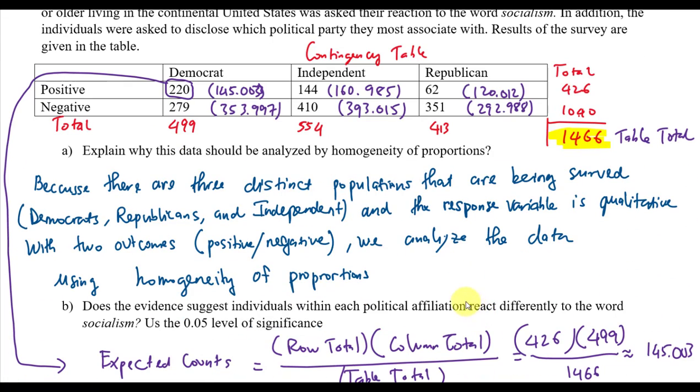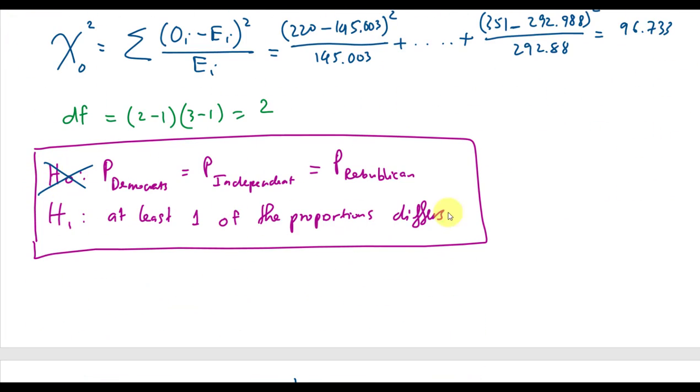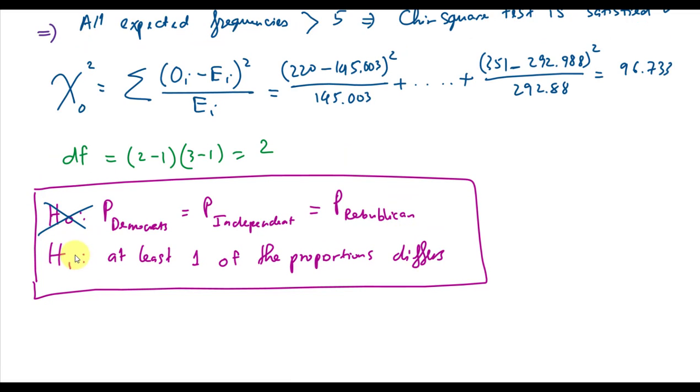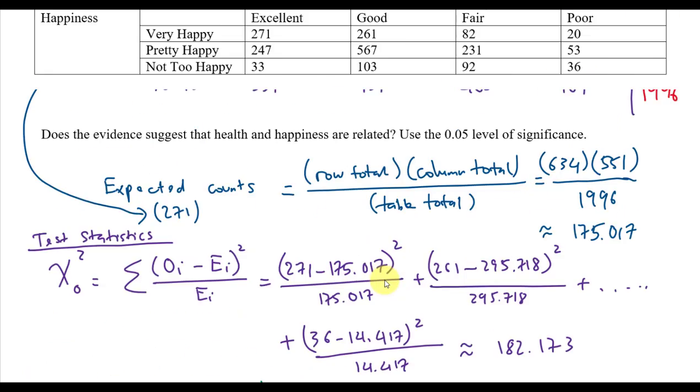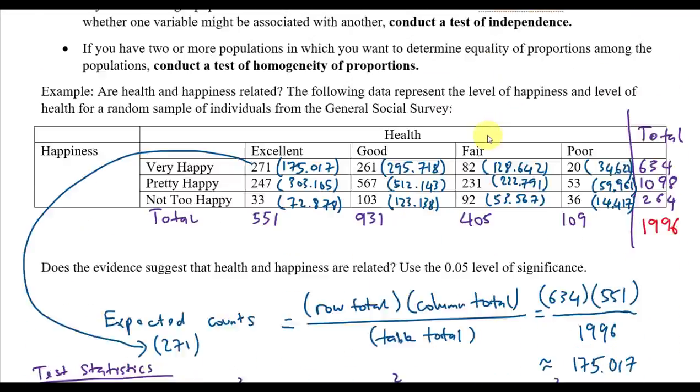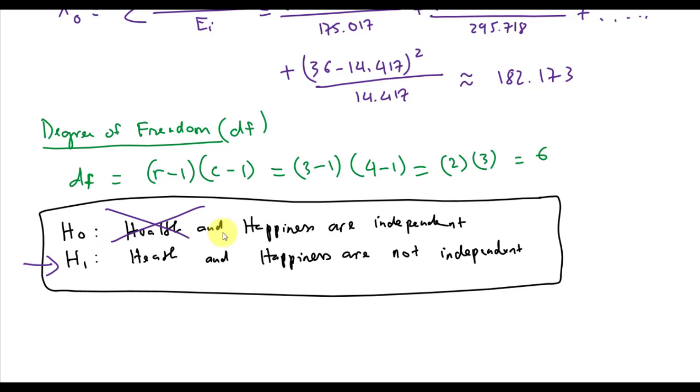The process is similar to the test of independence, except that when we talk about the null hypothesis, we say that the three proportions are equal, and the alternative hypothesis is that at least one of them will be different from the others. And for the test of independence, the null hypothesis says that the two variables are independent, and the alternative hypothesis is that they are not independent. But the process of conducting the test is the same thing.